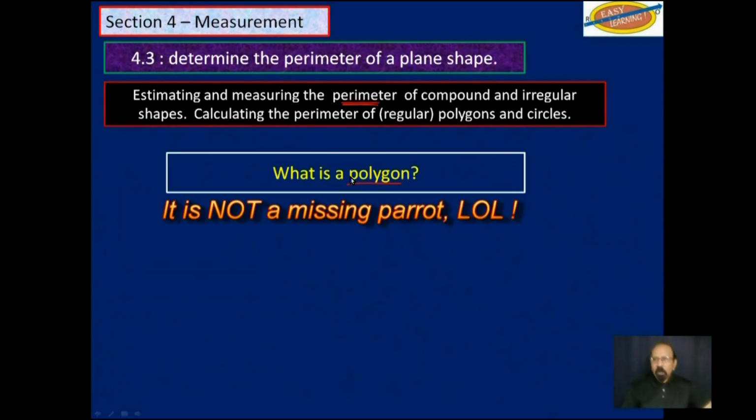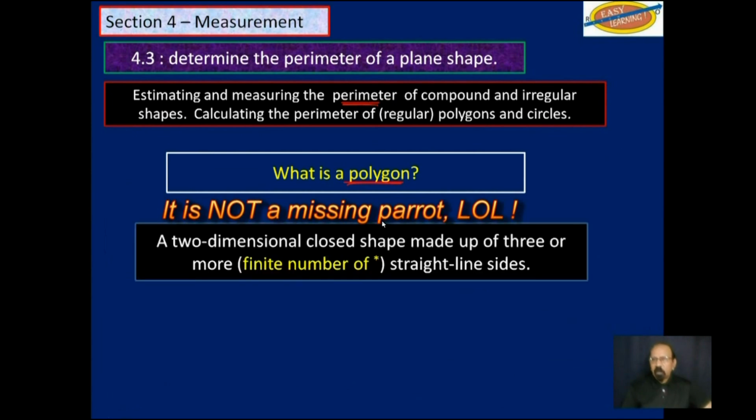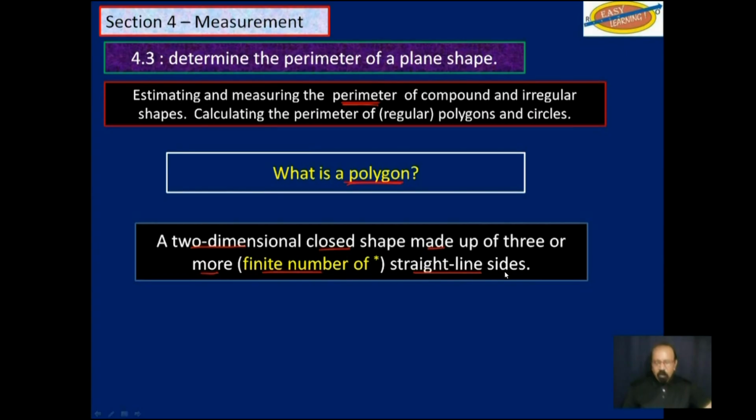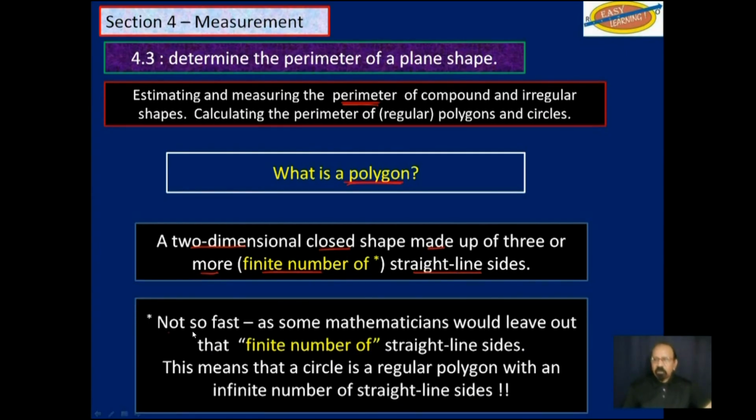So what is a polygon? Most mathematics books and teachers will tell you that it is a two-dimensional closed shape made up of 3 or more finite number of straight line sides. Not so fast. Some mathematicians will argue that we need to leave this finite number out and just say that it is a closed shape made up of 3 or more straight line sides.